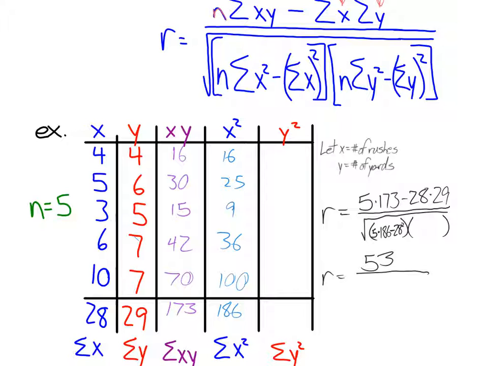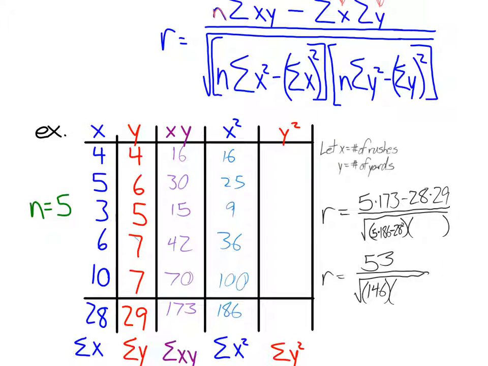28 is in parentheses, right? It's inside the parentheses there with the rest of it. Just because of the subtraction sign, would you do 28 first? Yeah, you do 28, square it, and then we're subtracting. So what does this first set of parentheses come out to? 5 times 186 minus 28 squared. 146. 146.